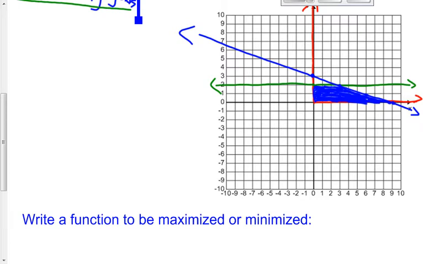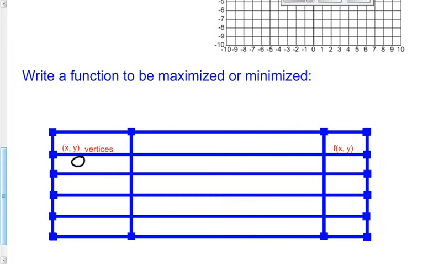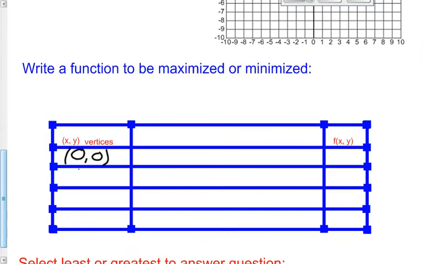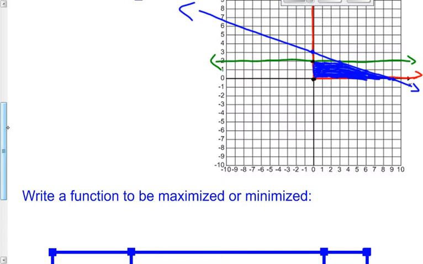All right, our next step is to label our vertices. So our vertices, I think they're pretty clear on this one. One of them is (0, 0). Next one is right here. That's at (0, 2). Third one, we'll go right here. This one is right at (9, 0).